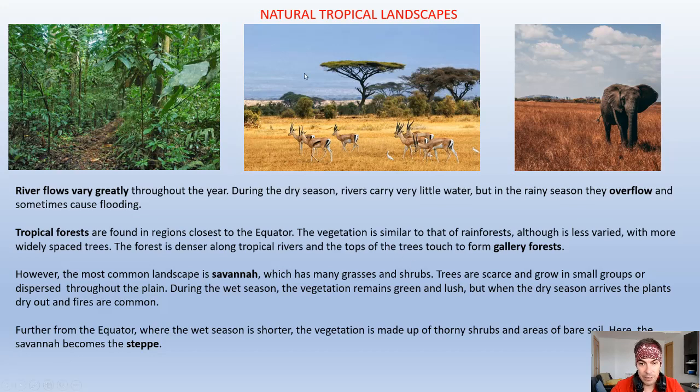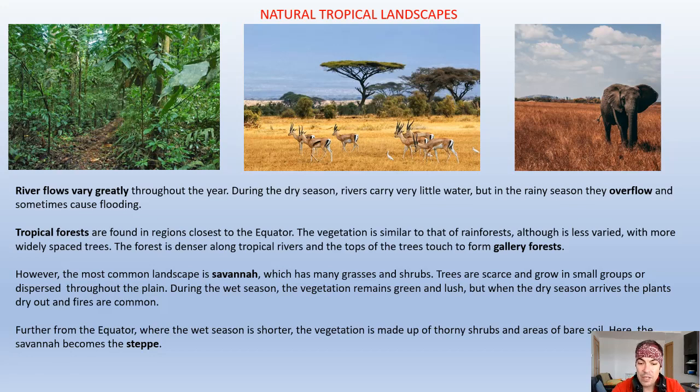This is a savanna, this one, with the antelopes and the Lion King, which has many grasses, this is a grass, and shrubs, arbustos, like these ones. Trees are scarce, they are very few, and they grow in small groups or dispersed throughout the plain. Here you have a single tree and a single tree and a single tree. They are separated from each other, they are isolated.